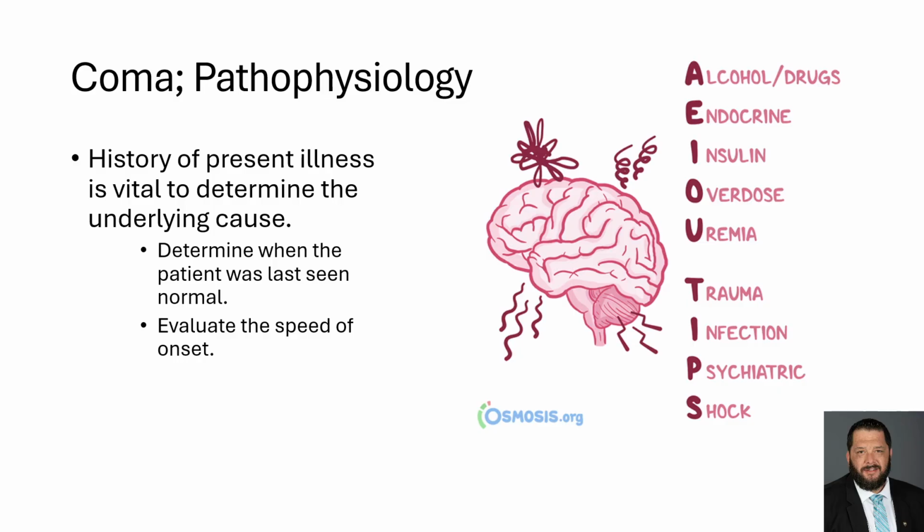As far as pathophysiology, we need to make sure that we get the history of the present illness, and it's going to be vital to help us determine what that underlying cause is. We need to look at things like the speed of onset. Is the patient in a deteriorating state over a long period of time that terminated in this coma state that you were then called for, or did it occur rapidly? And we need to make sure that we determine when the patient was last seen normal. We'll discuss stroke assessments in the stroke lecture, but this is where we're sort of getting with that idea.